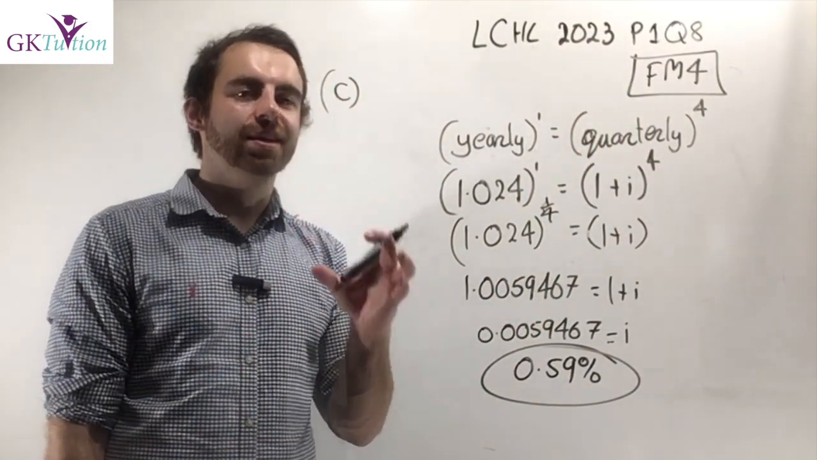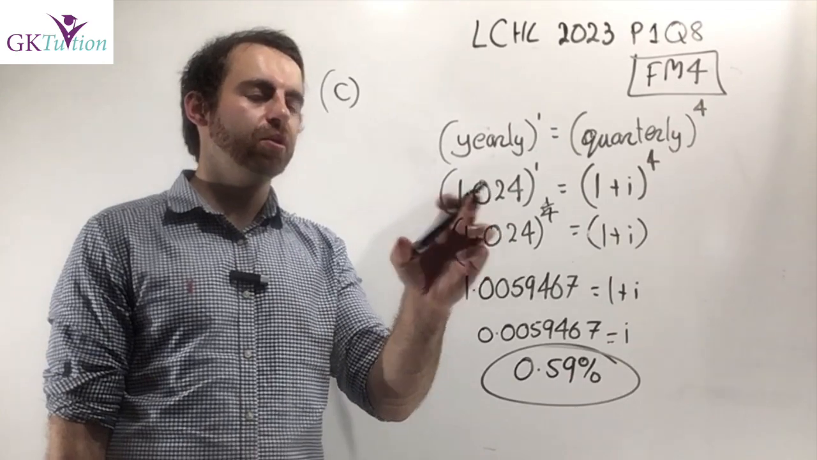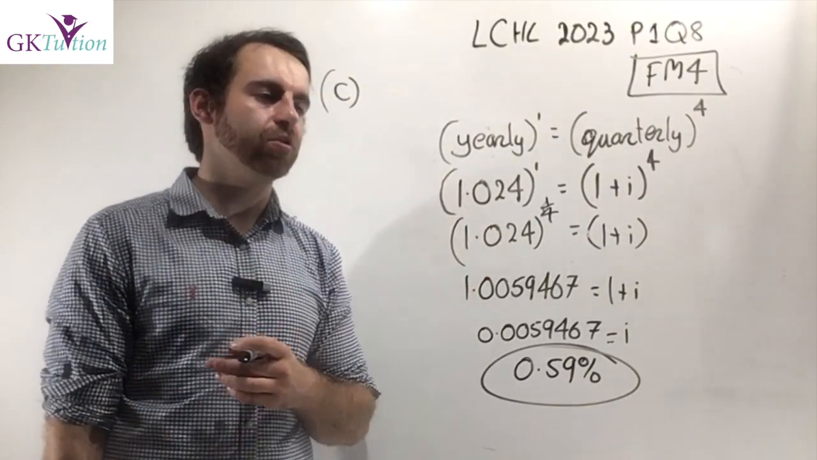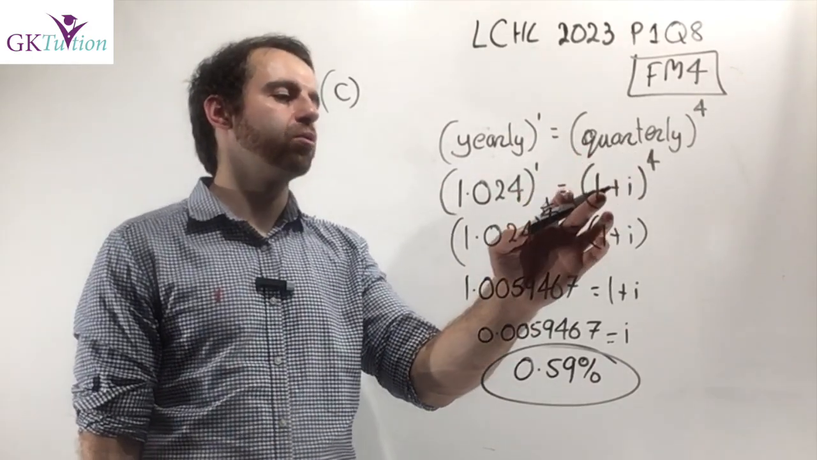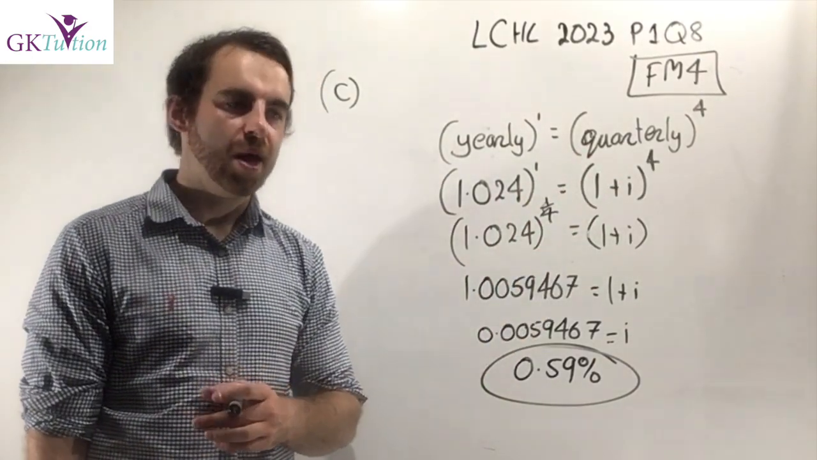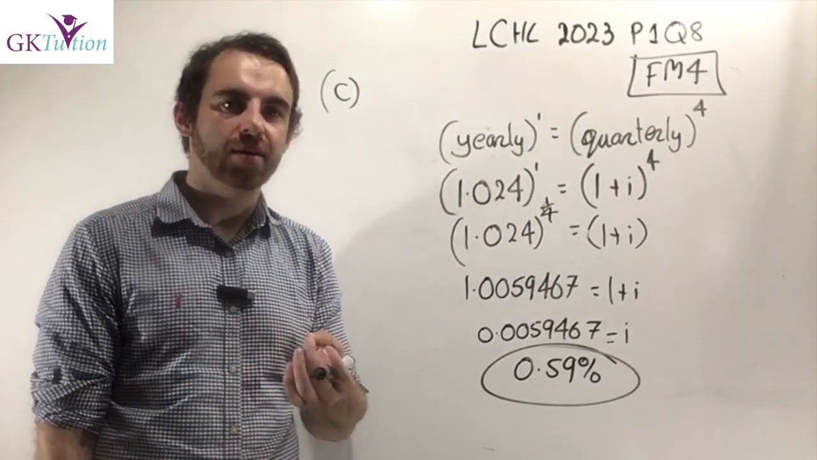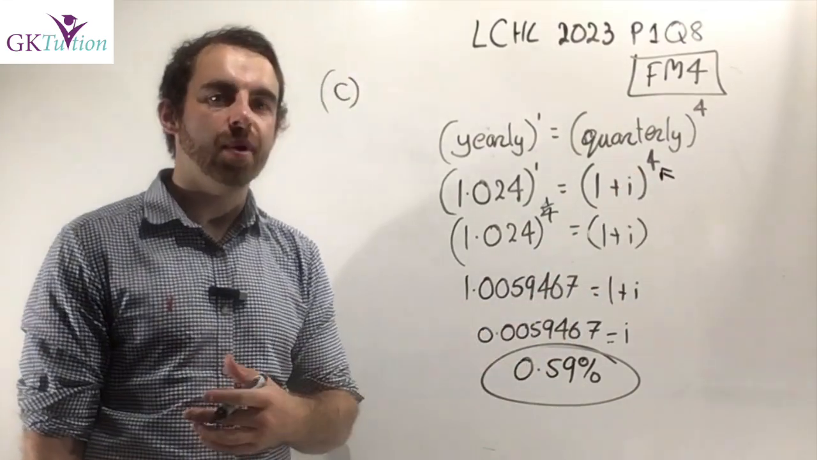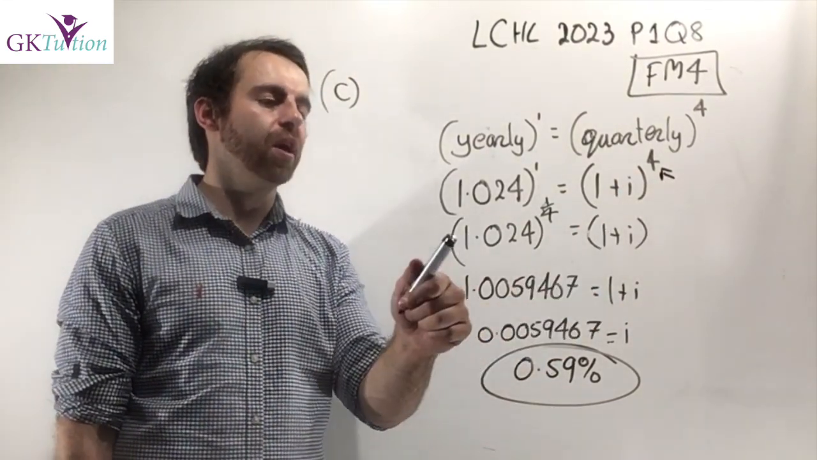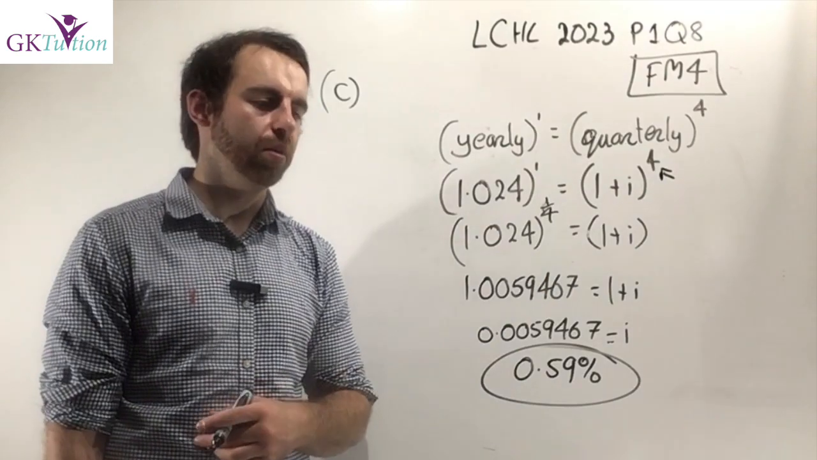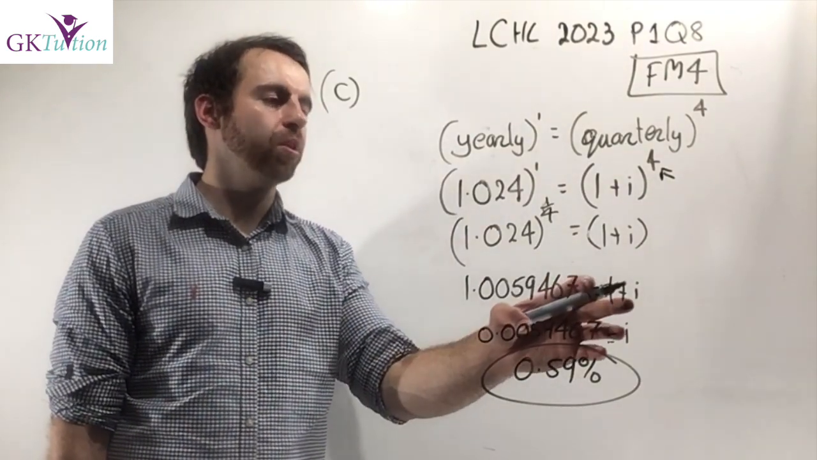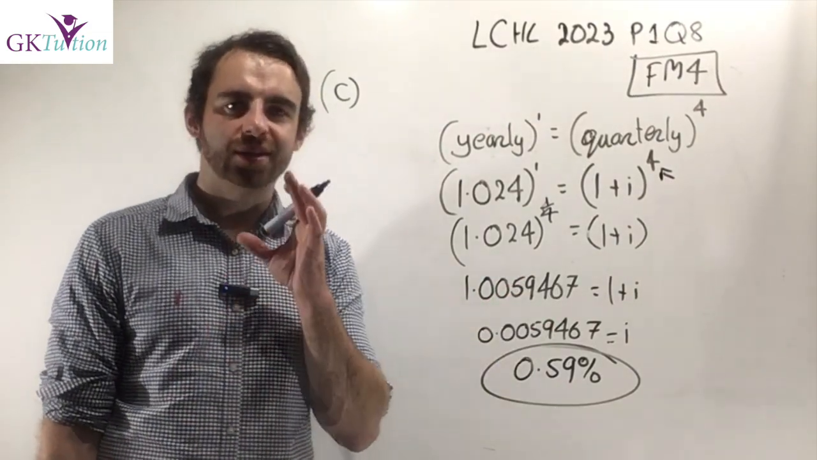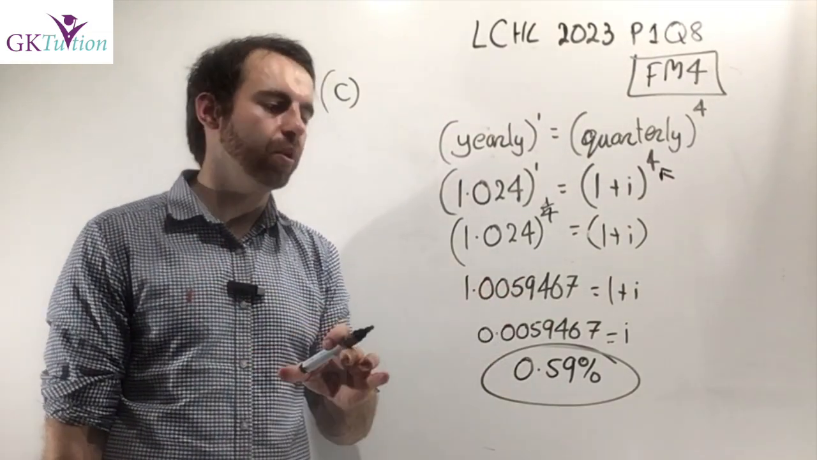We can represent the yearly interest rate as 1.024, or in other words 1 plus I, but I know what the I is for the annual interest rate. And for the moment, the quarterly interest rate is 1 plus I to the power of 4. I just need to solve this equation now to work out a value for I. So the first thing you want to do is get rid of this power, so you get both sides to the power of 1/4. And you end up with 1 plus I equals 1.024 to the power of 1/4. Plug that into your calculator, and 1 plus I is equal to 1.0059467. We're only interested in the interest rate, so you can subtract the 1 from both sides.